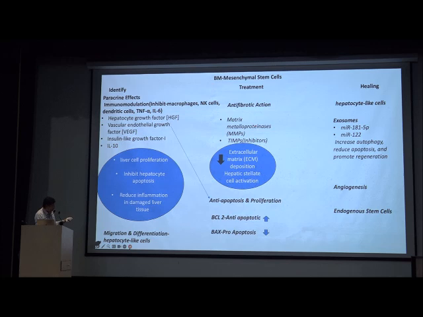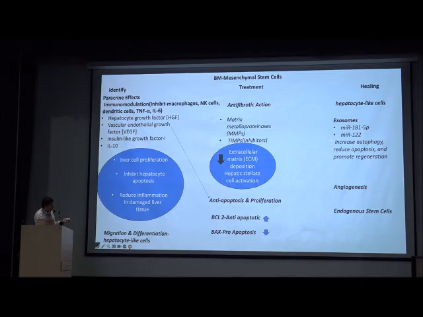Now coming to the anti-fibrotic action of these stem cells, they stimulate the matrix metalloproteinases. They also have the TIMPs, which are the actual inhibitors. All of that would lead to a decrease in ECM deposition and also the hepatic stellate cell activation, which I had shown in the previous slides. Also, the VEGF has an anti-apoptotic action as well as a decrease in proliferation. It causes an increase in the BCL2, which is anti-apoptotic, and causes a decrease in the BAX, which is a pro-apoptotic gene. When it comes to healing, as I had mentioned here, you have the hepatocyte-like cells, which also activate the exosomes.